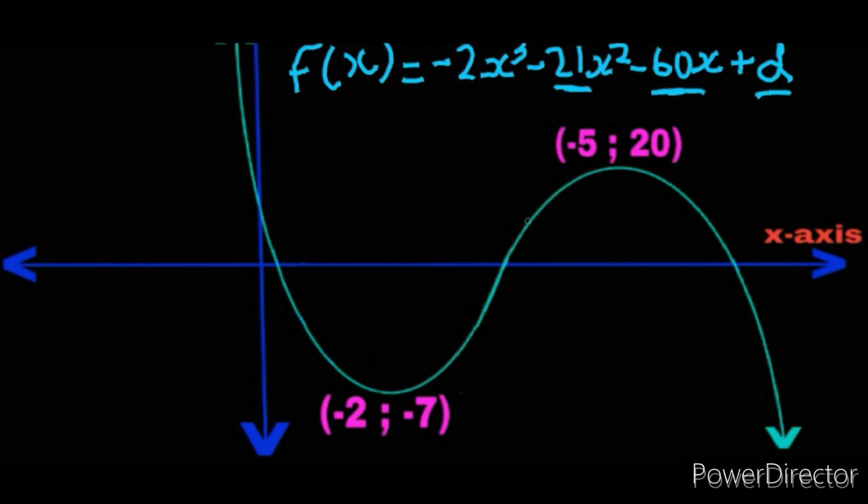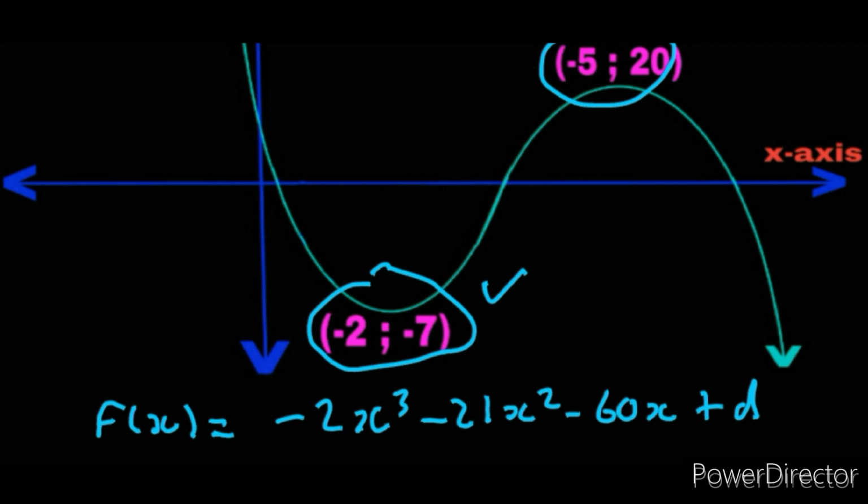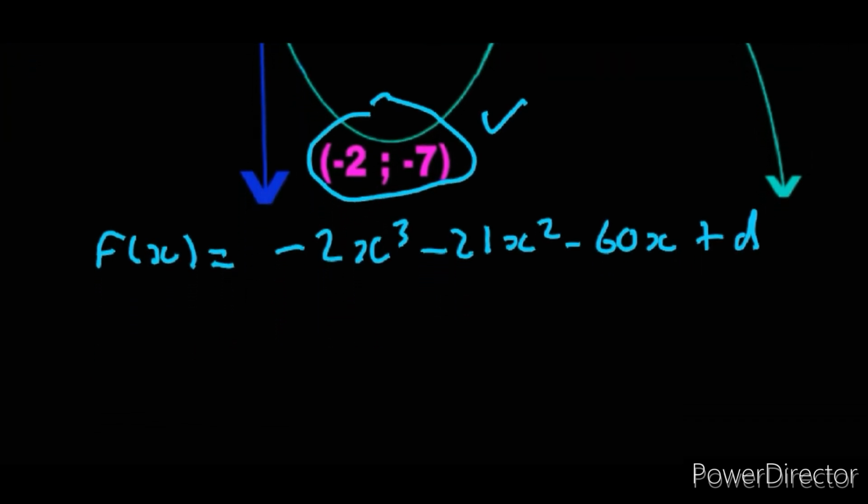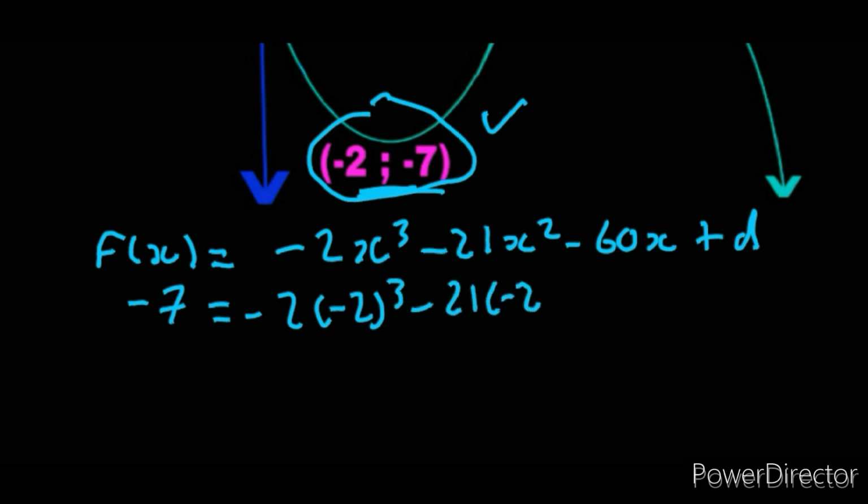Well, in this case, it's very simple. We can substitute any one of the points. We can substitute either this point or this point to find d. And it's that simple. So let's substitute. I'm going to choose this point. I have rewritten the equation to make things simpler. So we're substituting this point. Therefore we're going to have minus 7 is equal to minus 2 into minus 2 cubed minus 21 into minus 2 squared minus 60 into minus 2 plus d.